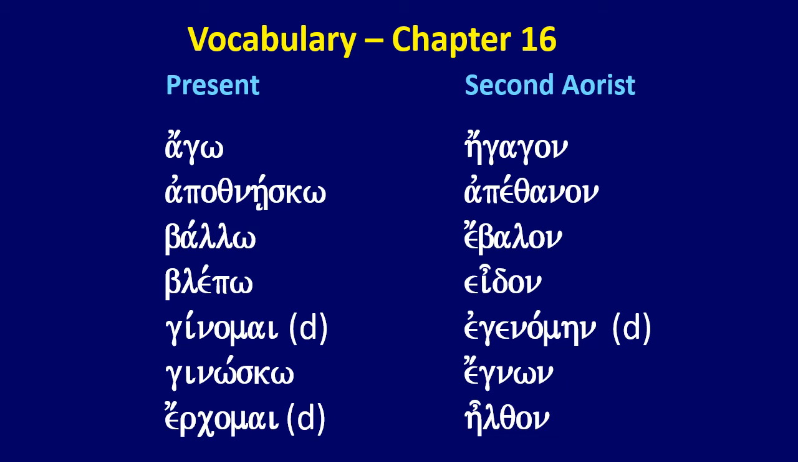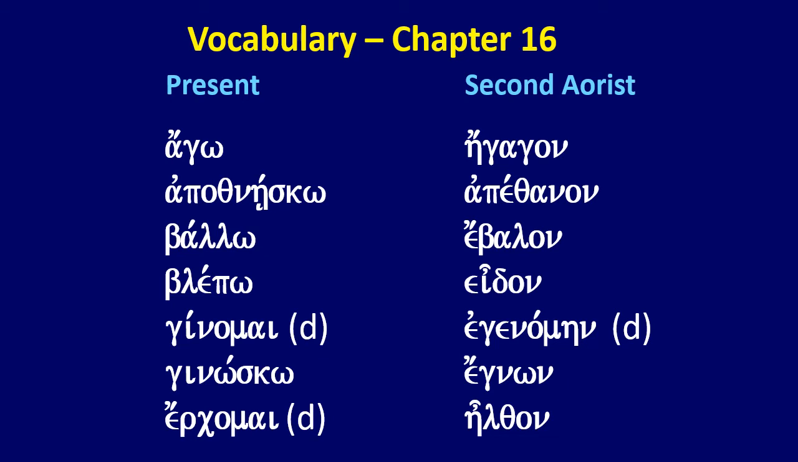Now, having looked at how second aorist verbs are formed, let's introduce our vocabulary list for chapter 16, because all of these words are not new words in terms of new meanings. You've had these words before in the present tense form. Now you're simply seeing how they look in the second aorist spelling, and so it's easier in that respect.